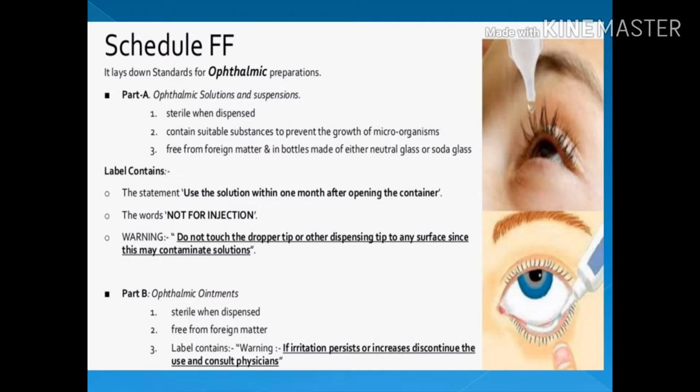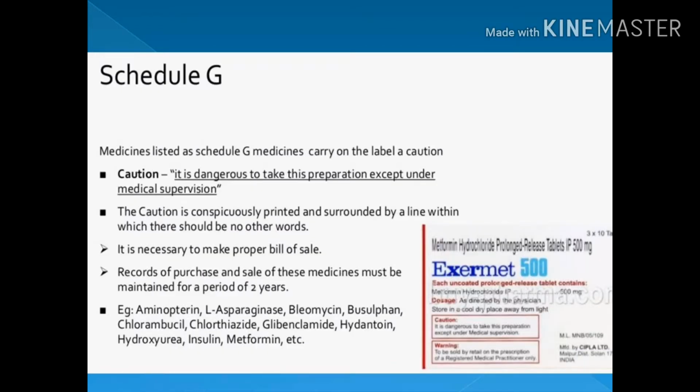Ophthalmic ointments should be sterile when dispensed, free from foreign matter, and their label contains a warning like: if irritation persists or increases, discontinue the use and consult a physician. Drugs listed as Schedule G carry on the label a caution: it is dangerous to take this preparation except under medical supervision. The caution is conspicuously printed and surrounded by a line within which there should be no other words.